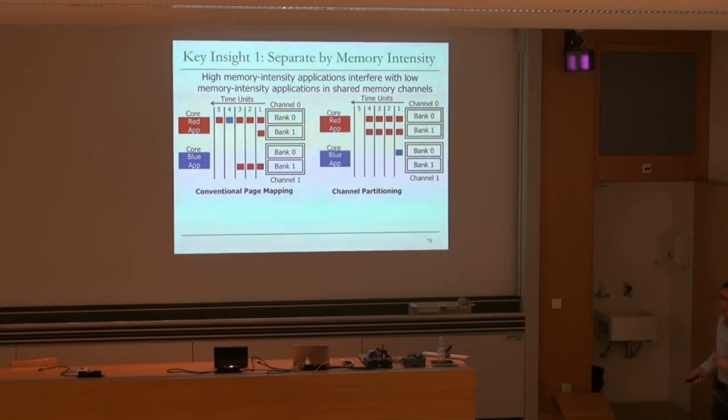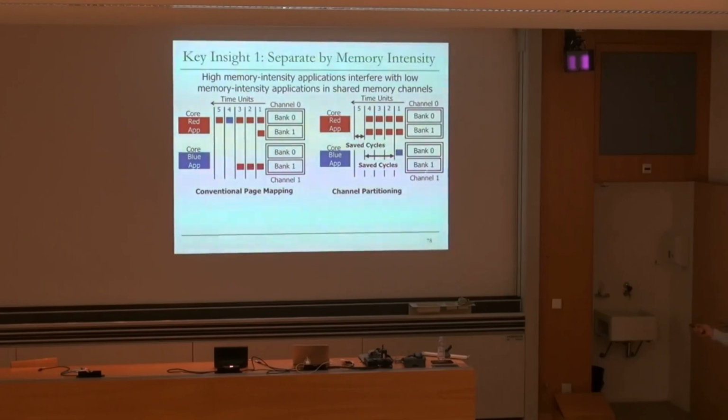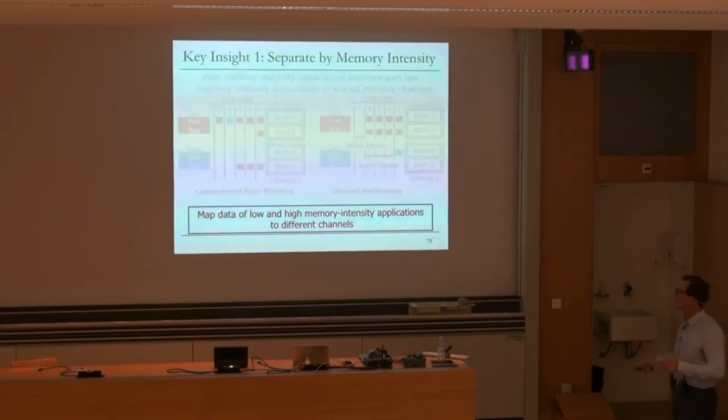Whereas if you map these to different channels, in this ideal, nice example, everything is good, right? Basically, blue application finishes much faster, its given request, and red application also finishes much faster. So you save cycles, basically. So that's the idea. You want to map the data of low and high memory intensity applications to different channels. But of course, you don't always have this luxury of having enough channels as the number of applications. So we're going to look at that in a little bit.